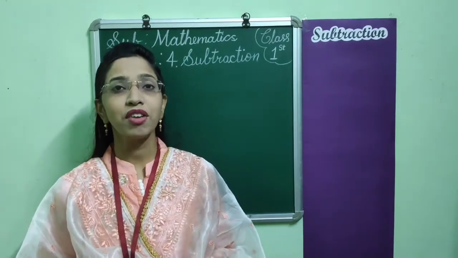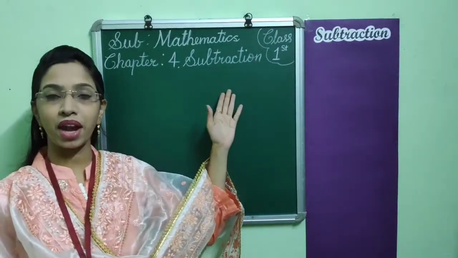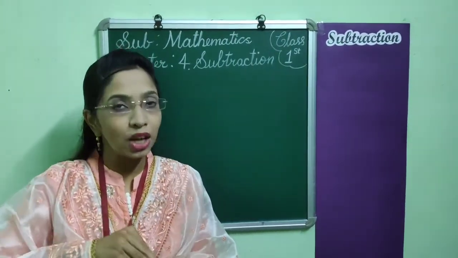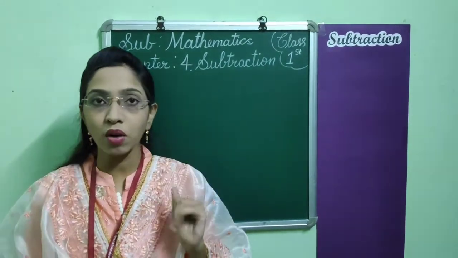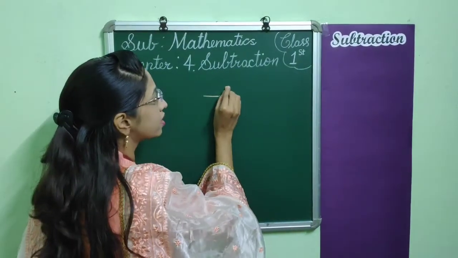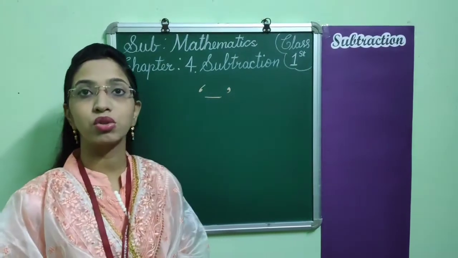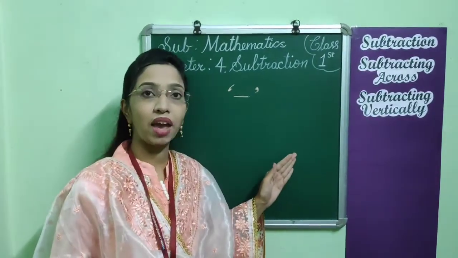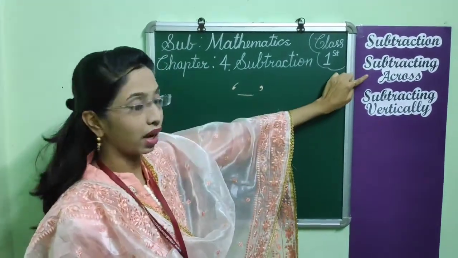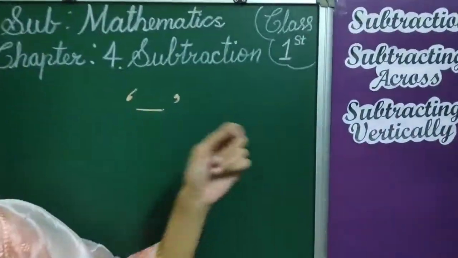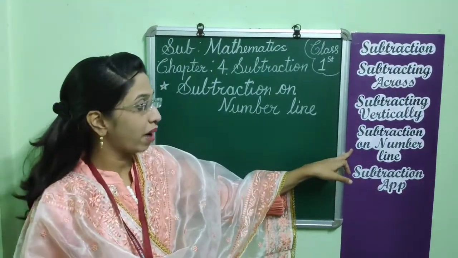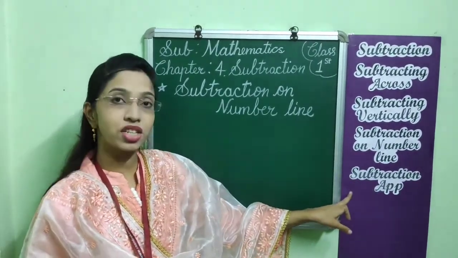In the previous class, we have learned chapter 4 subtraction for class 1. What is subtraction, children? Taking objects away by counting is called subtraction. In subtraction, the minus sign is very important to solve the problems. Then we have learned subtraction can be done in two different ways: subtracting across and subtracting vertically. Today we will learn two new topics, that is subtraction on number line, and subtraction.